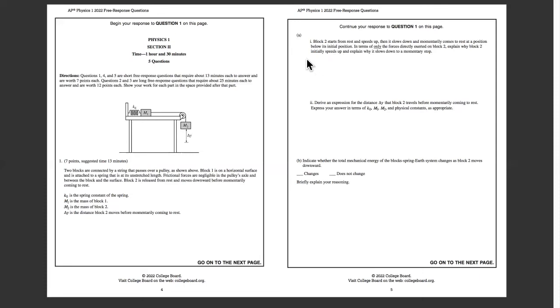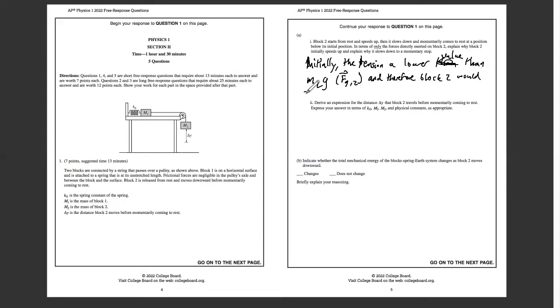So what I actually will have to say is that initially the tension is a lower value than m2 times g, which is the gravitational force on block 2. And therefore, block 2 would start with a net force pointed down.